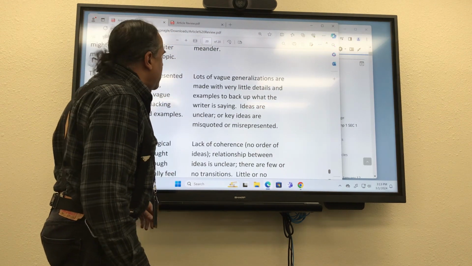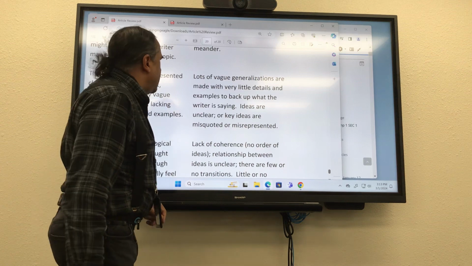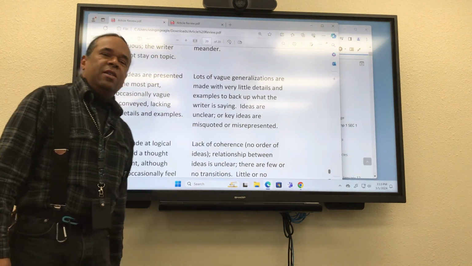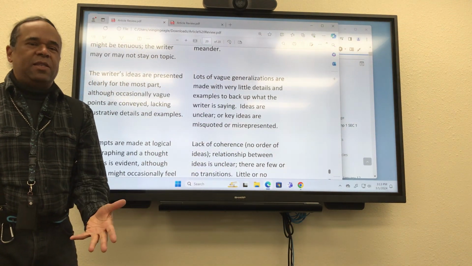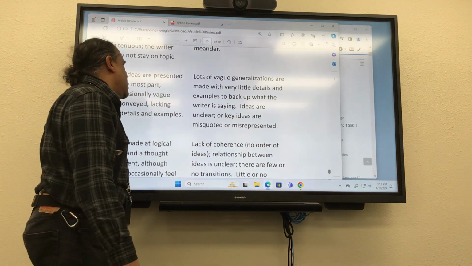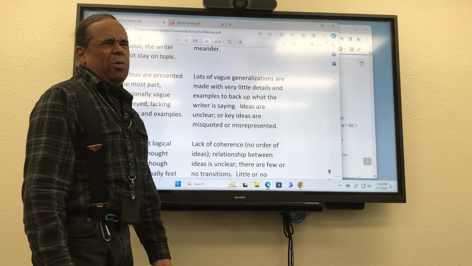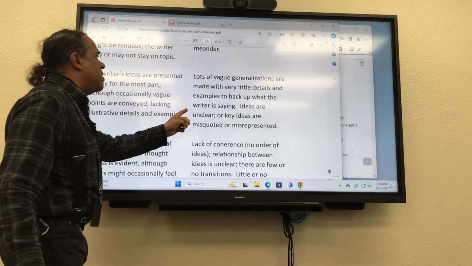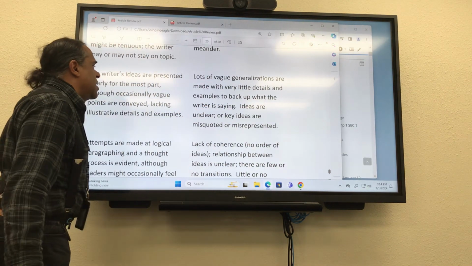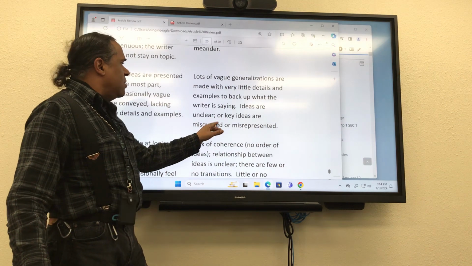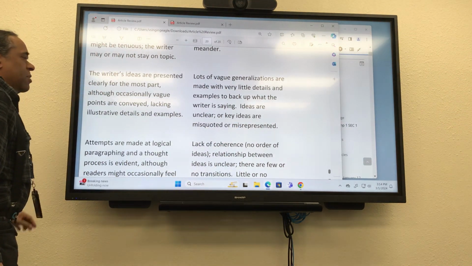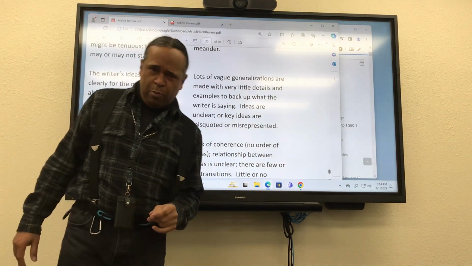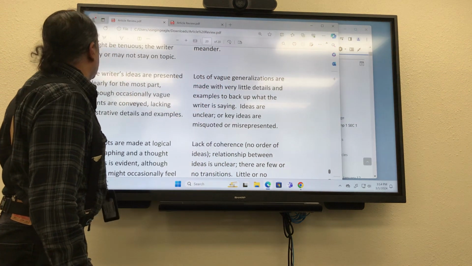So, if you have a paper that has a bunch of vague generalizations and doesn't back up your BS, that's really what it's saying, you're going to get a 0 to 2. Lots of vague generalizations are made, very little details and examples to back up what the writer is saying. Ideas are unclear, or key ideas are misquoted or misrepresented. Also, bad logic is being used.